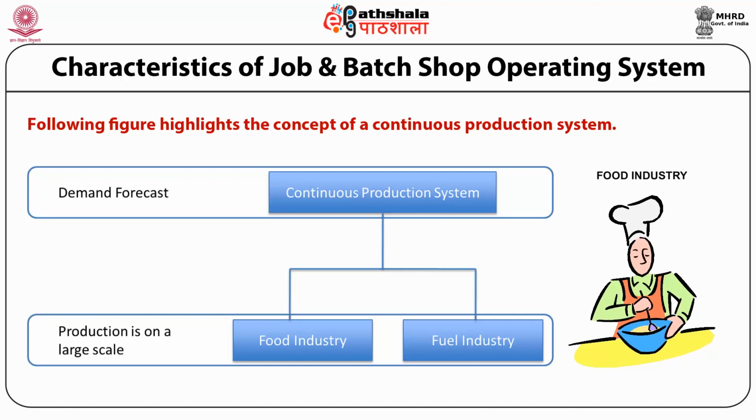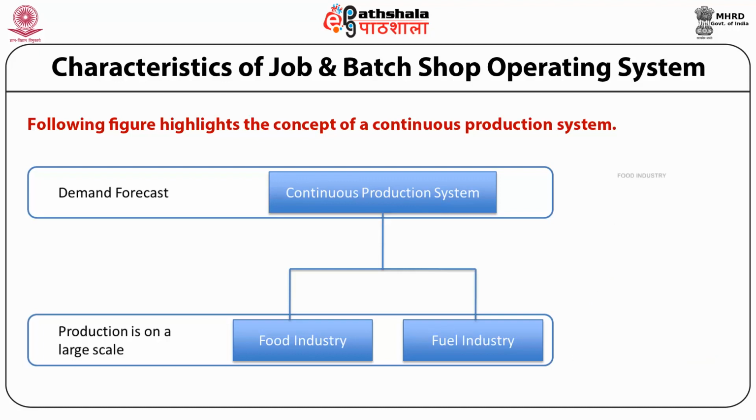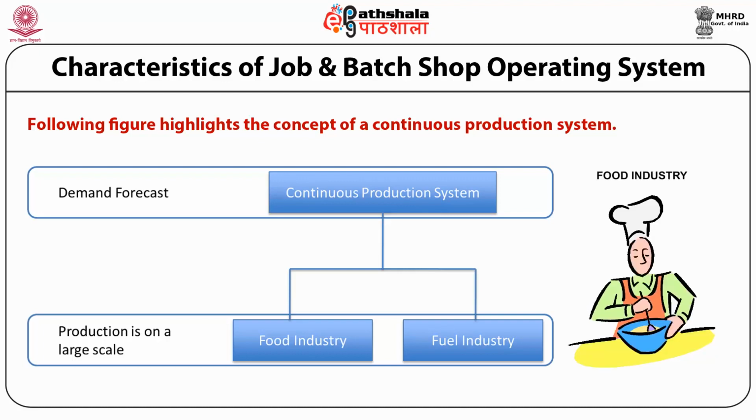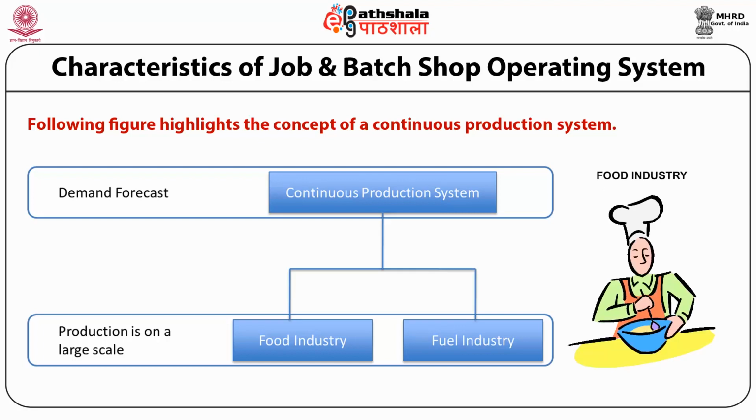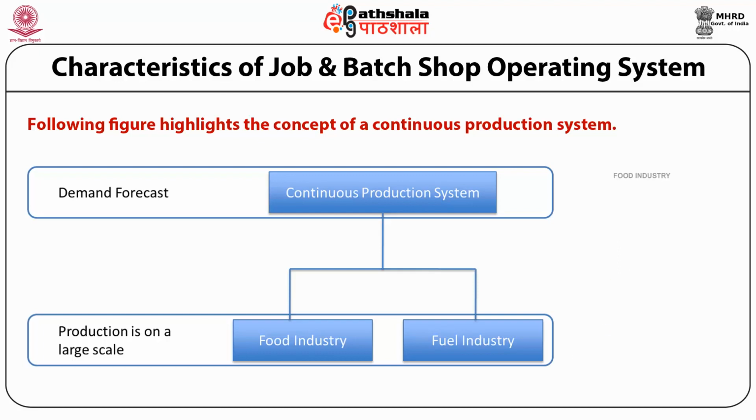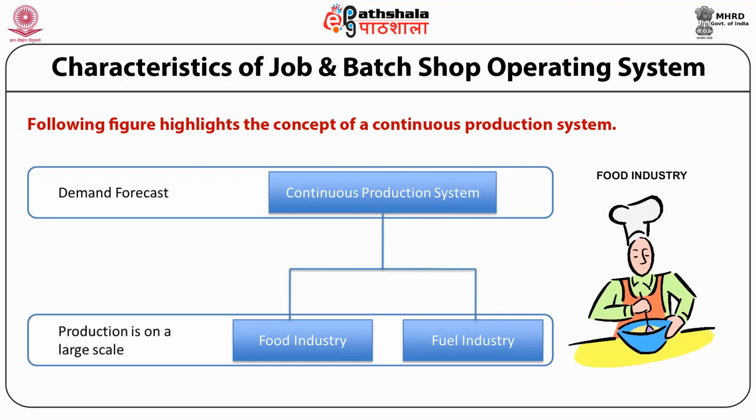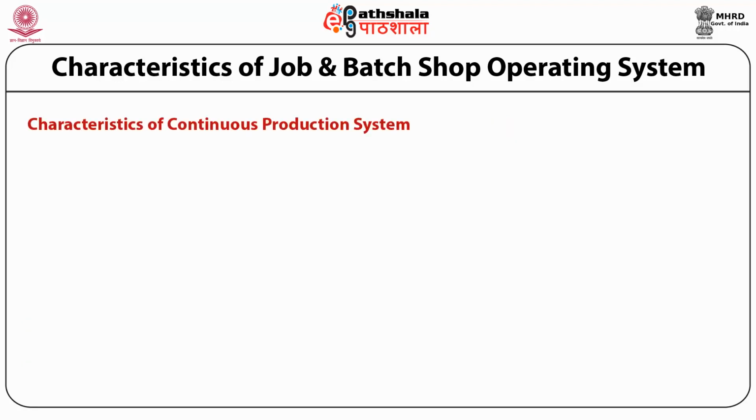Example of continuous production system. Example of food industry. The production system of a food industry is purely based on demand forecast. Here, a large scale production of food takes place. It is also a continuous production system. In the food industry, the production doesn't depend upon the demand of the customer. Example of fuel industry. The production and processing system of a fuel industry is also purely based on demand forecasting. Crude oil and other raw sources are processed continuously on a large scale to yield usable form of fuel and compensate global energy demand.